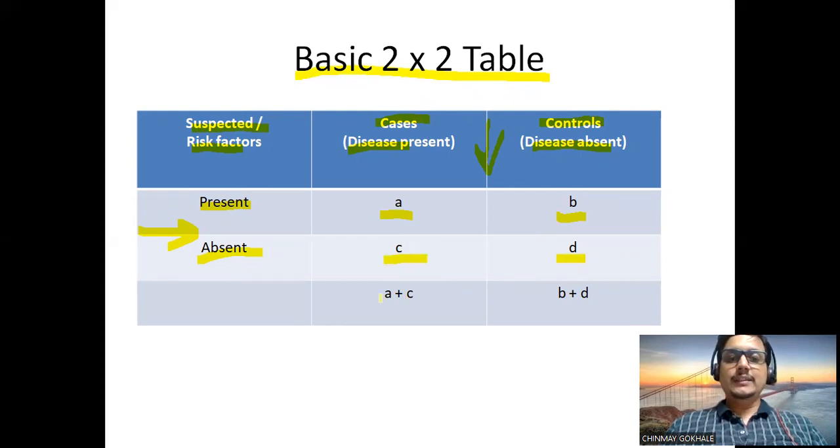Also prudent to understand that this sum A plus C is the total of the column which represents cases, and that means it is the number of individuals having the disease. See, the column header says disease present, and A plus C is the total of that column. Similarly, the controls column will have its total B plus D. These are the total number of individuals included in the study who do not have the disease. The disease is absent.